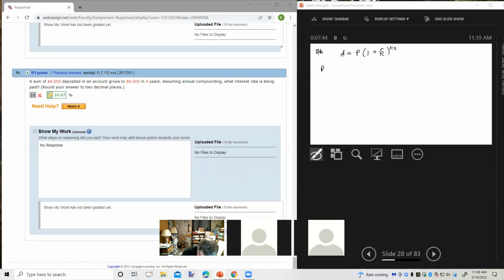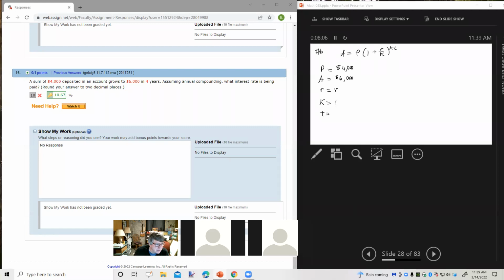Okay, so P-A-R-K-T. Sum of $4,000 deposited, so that's the initial amount. Grows to $6,000, that's the ending amount. Assuming annual compounding, so K is 1. What interest rate, so R is the unknown, is being paid? Time is 4 years.